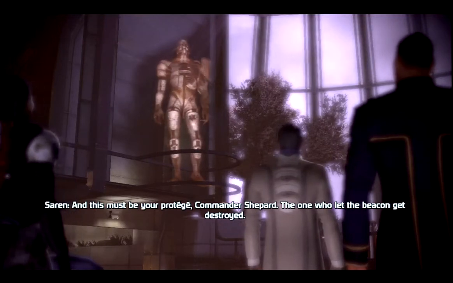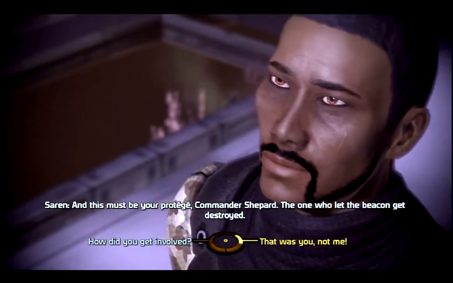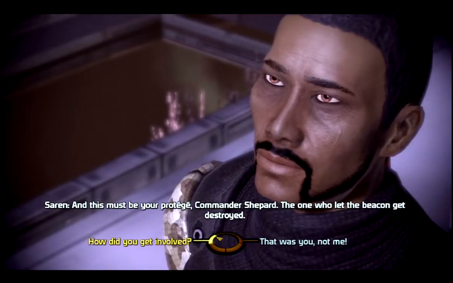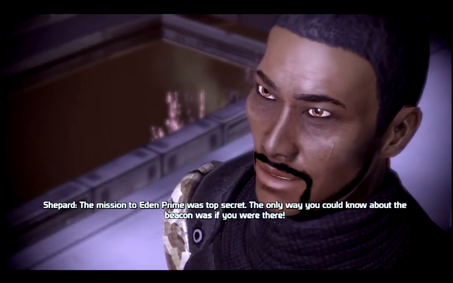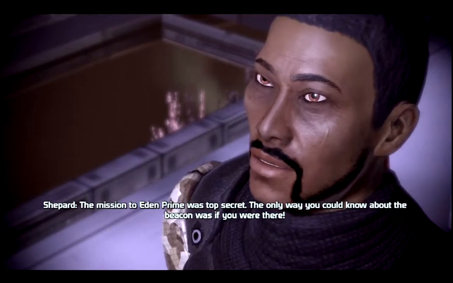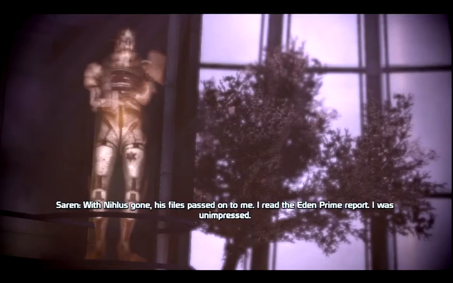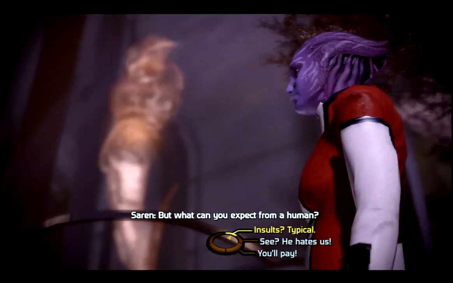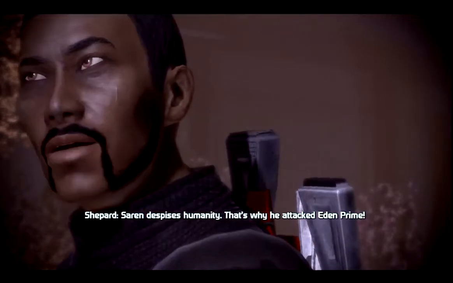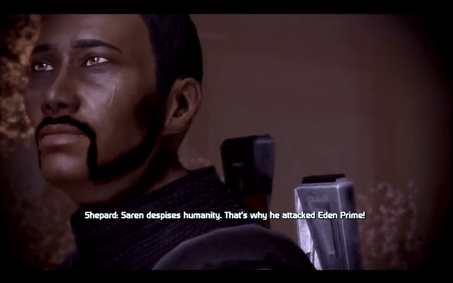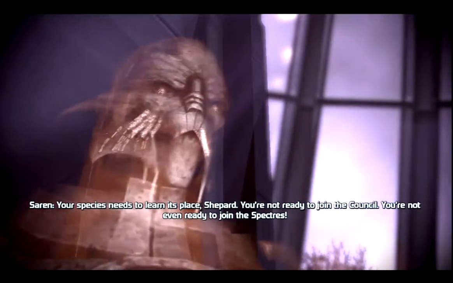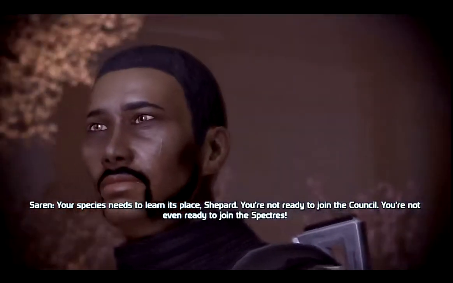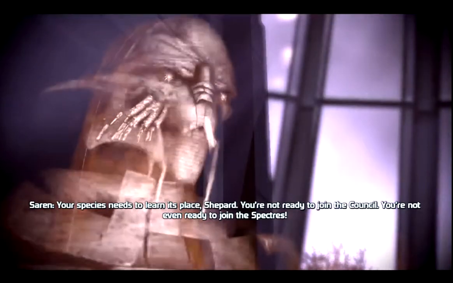And this must be your protege, Commander Shepard. The one who let the beacon get destroyed. How did you get involved? The mission to Eden Prime was top secret. The only way you could know about the beacon was if you were there. With Nihilus gone, his files passed on to me. I read the Eden Prime report. I was unimpressed. But what can you expect from a human? Insults? Typical. Saren despises humanity. That's why he attacked Eden Prime. Your species needs to learn its place, Shepard. You're not ready to join the Council. You're not even ready to join the Spectres.